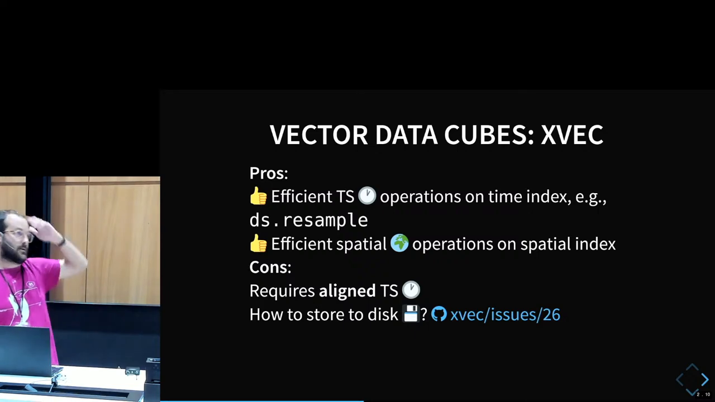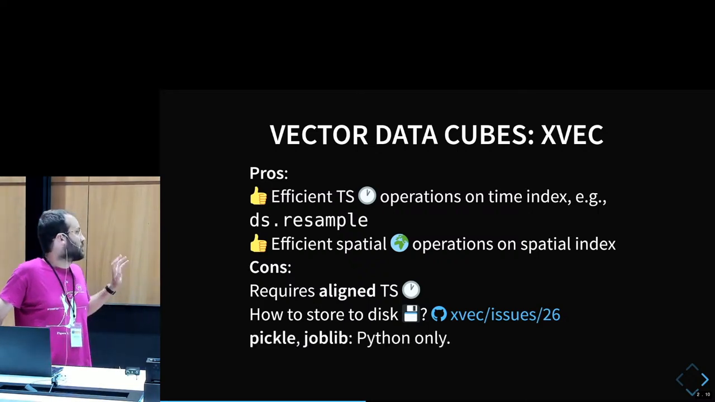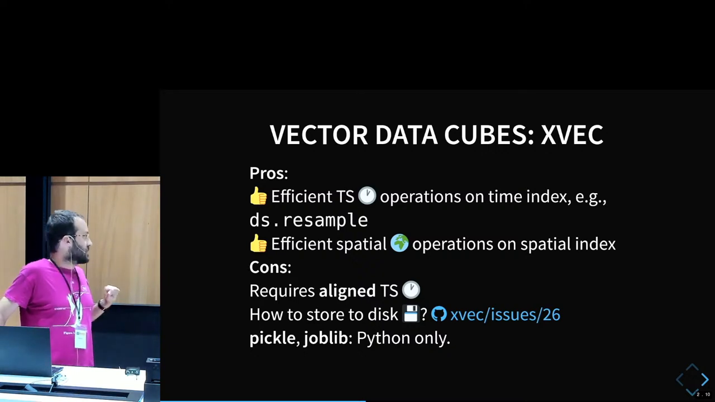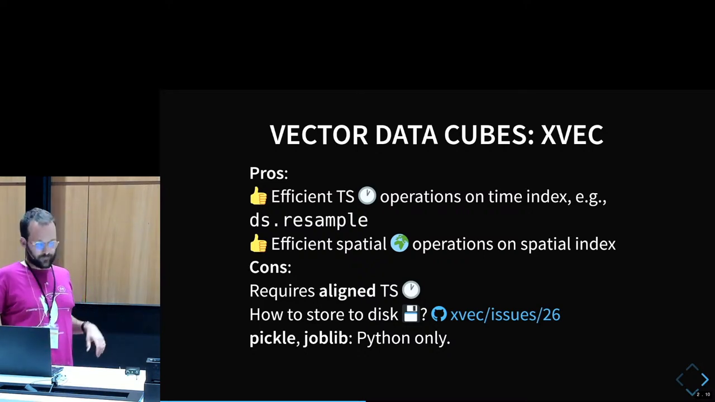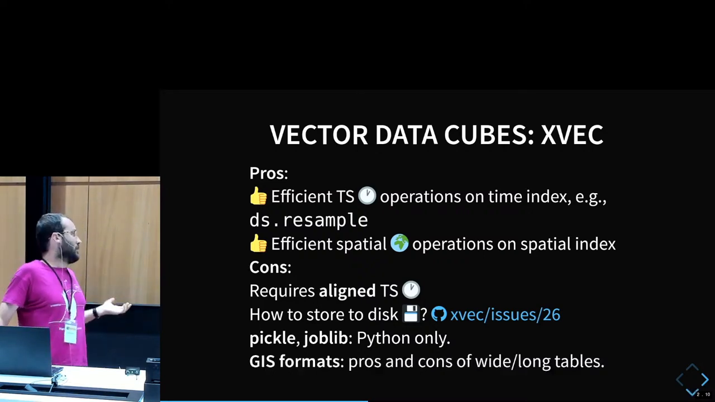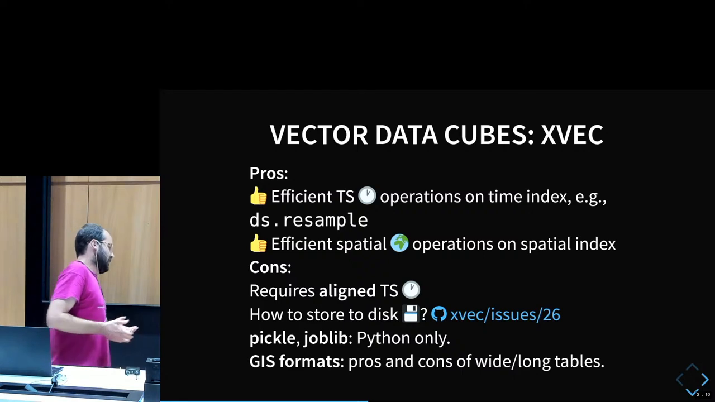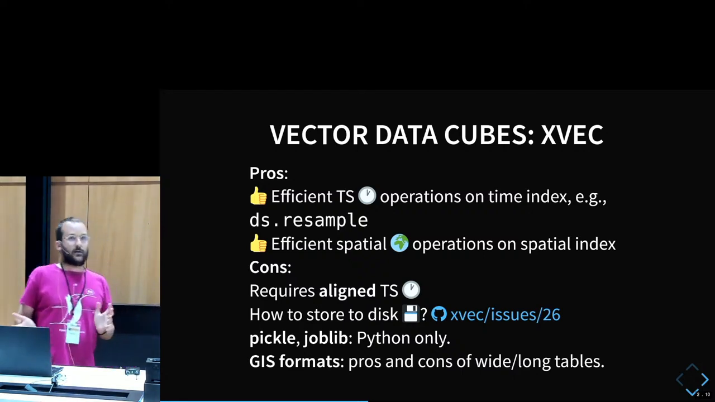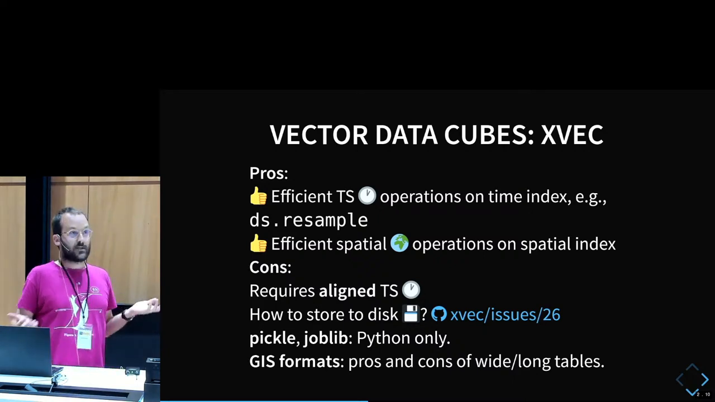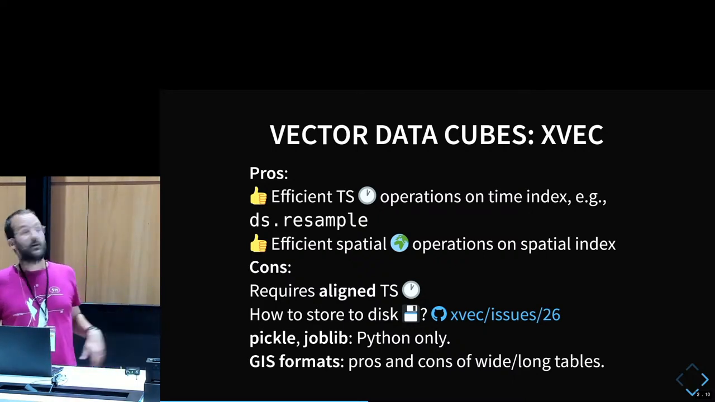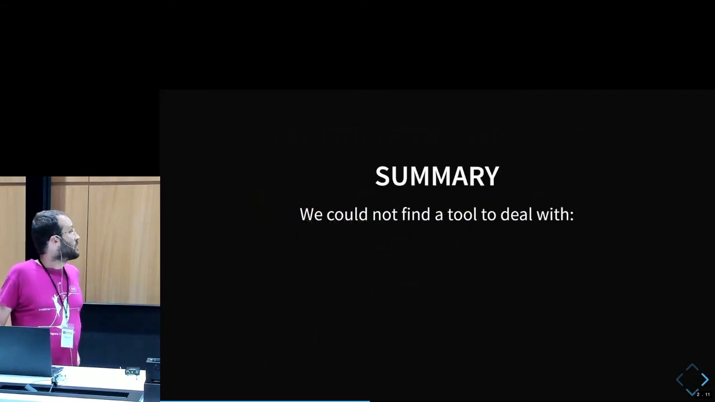Also, there's another issue, which is how to store it to disk. What the documentation suggests is to use either Pickle or joblib, but they're Python only. And we can use GIS formats, but for that we should transform the data into a wide or long format. So basically, we would have the same pros and cons that we described before.